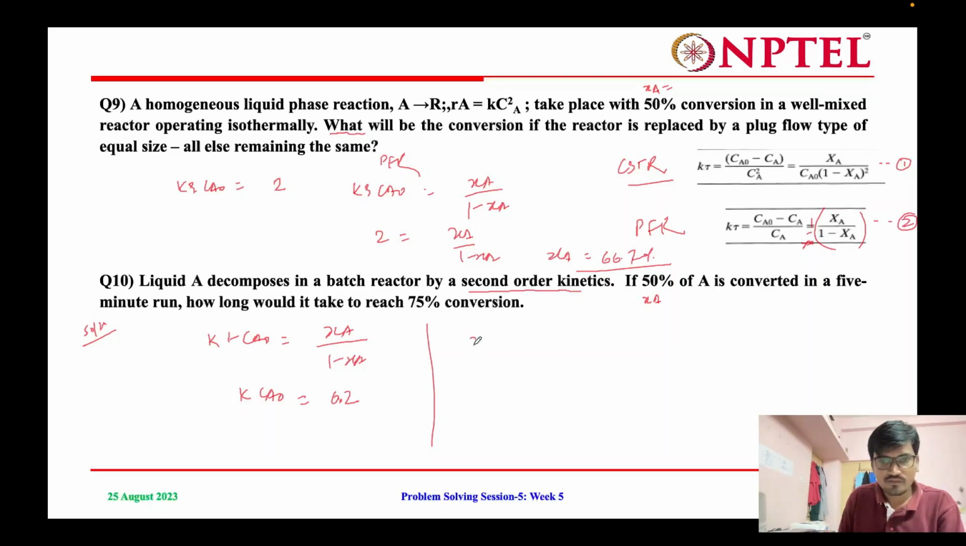Now X is equal to 0.75. So how much time is required to reach 75%? Put this value in this equation, and here k C_A0 is equal to 5 into... So 5 minutes are required to reach 75% conversion.